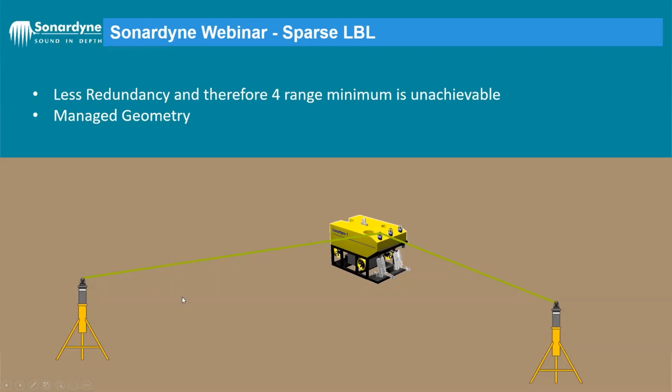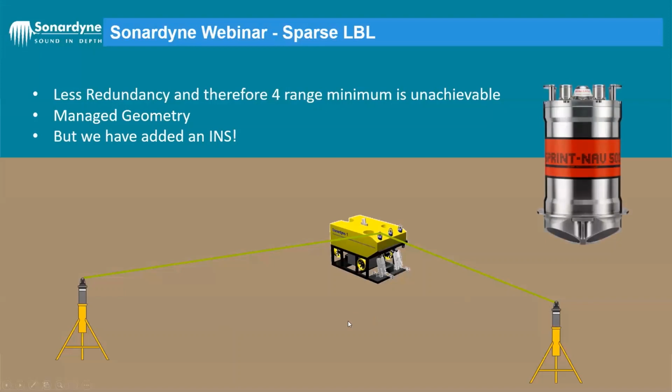You can see we've got one out here which is to the side of the vehicle and one out in the forward aft direction of the vehicle. So this is what we'd call managed geometry. We've had to manage the geometry of the system in order to maintain the precision of the position of the vehicle, utilizing the ranges.